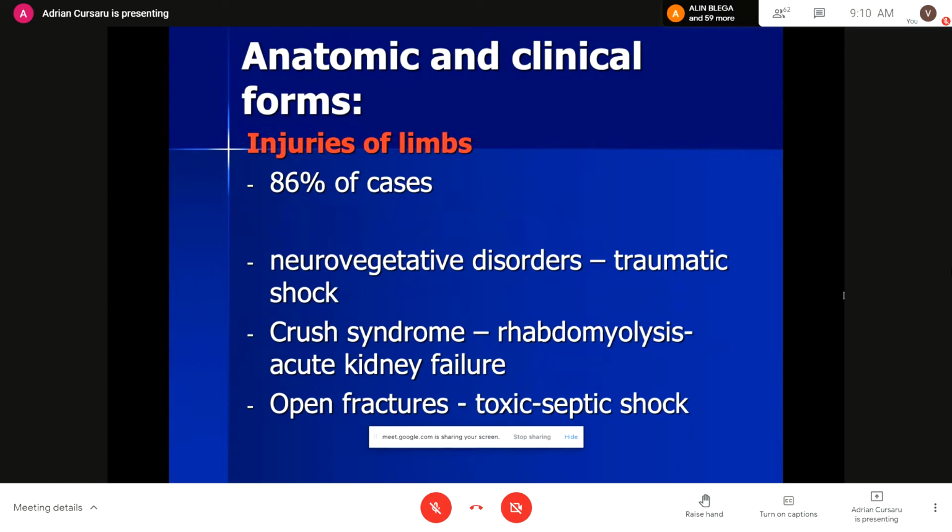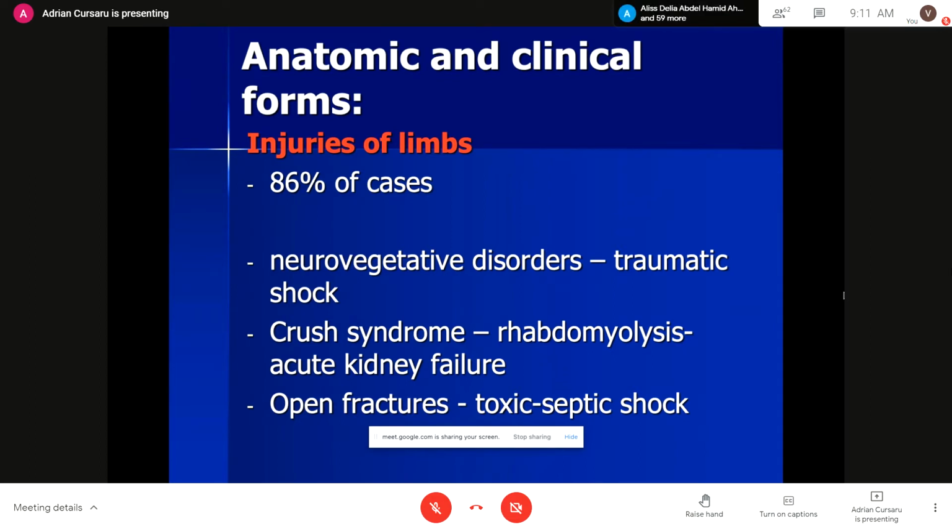We want to establish if we have a soft tissue injury, a big soft tissue injury, because crush syndrome could appear in big muscle lesions, and due to rhabdomyolysis acute kidney failure could appear, and it is very important to make the diagnosis very quickly for that type of patients.